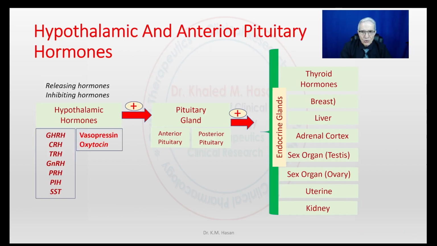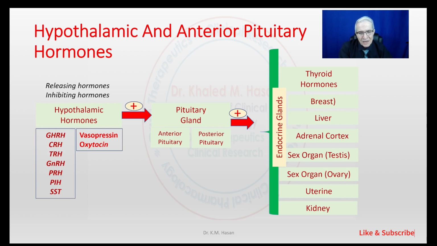This slide shows the hierarchy and control supervision of the hypothalamus and pituitary on the peripheral glands. You can see the hypothalamus releases several hormones ending with RH: growth hormone RH, corticotropin RH, thyrotropin RH, gonadotropin releasing hormone, prolactin releasing hormone, prolactin inhibitory hormone, and SST, somatostatin. The last two are inhibitory hormones.